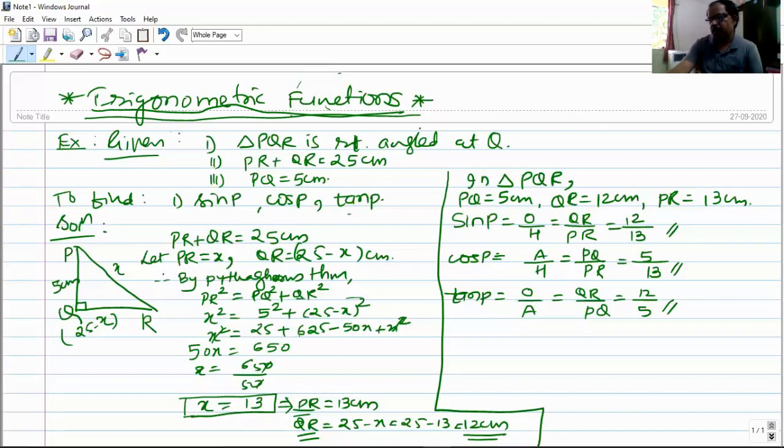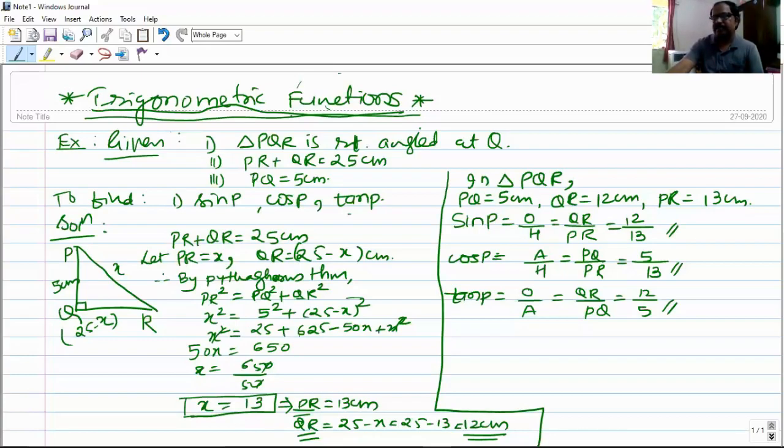So we have one more triangle. Okay, one more example is given. In triangle ABC, right angle at B, if tan A equal to 1 by root 3, find the value of sin A cos C plus cos A sin C and cos A cos C minus sin A sin C. So let's solve this example.